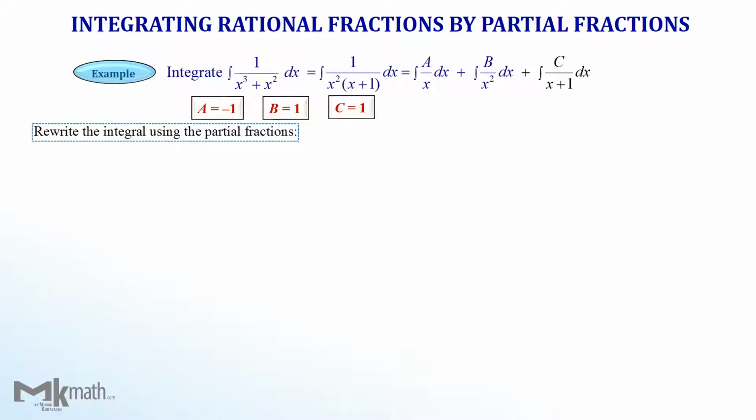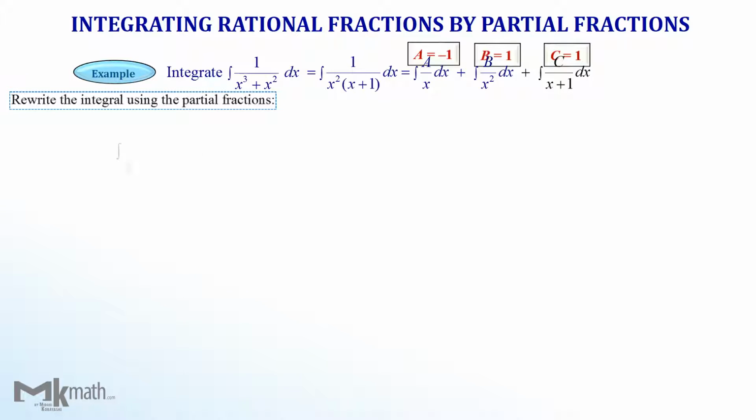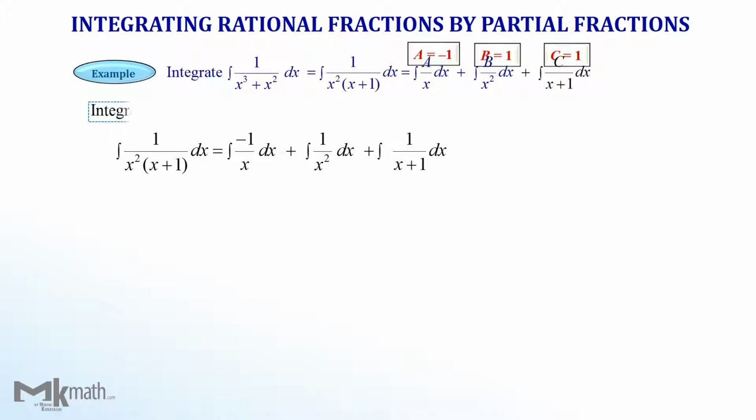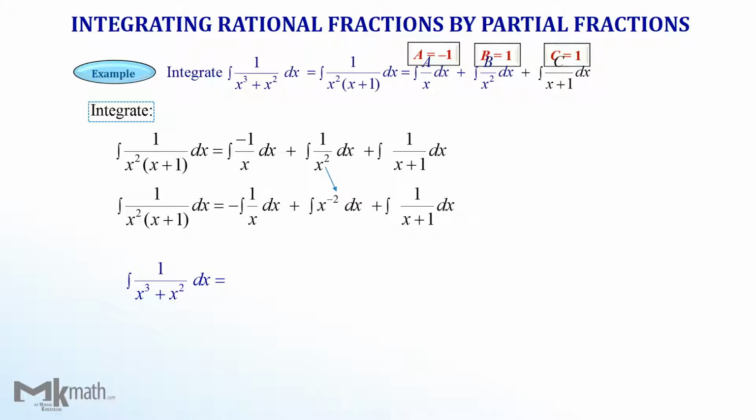Now we have solved for a, b, and c, so rewrite the integrand using those partial fractions. Substituting those values into the partial fractions to get the integral of minus 1 over x dx plus the integral of 1 over x squared dx plus the integral of 1 over x plus 1 dx. Finally, we need to evaluate each integral to get the solution. Let's change the expression of the second integral to evaluate it easier.